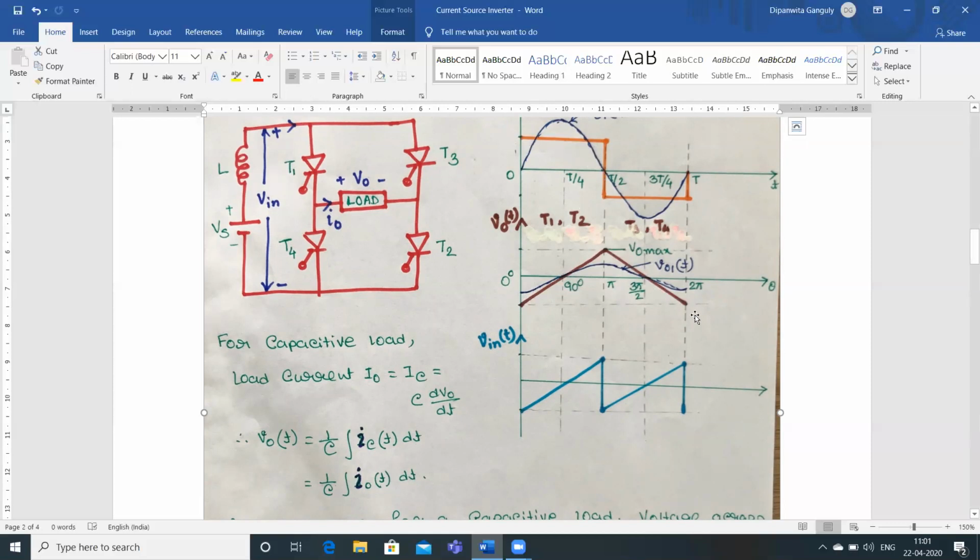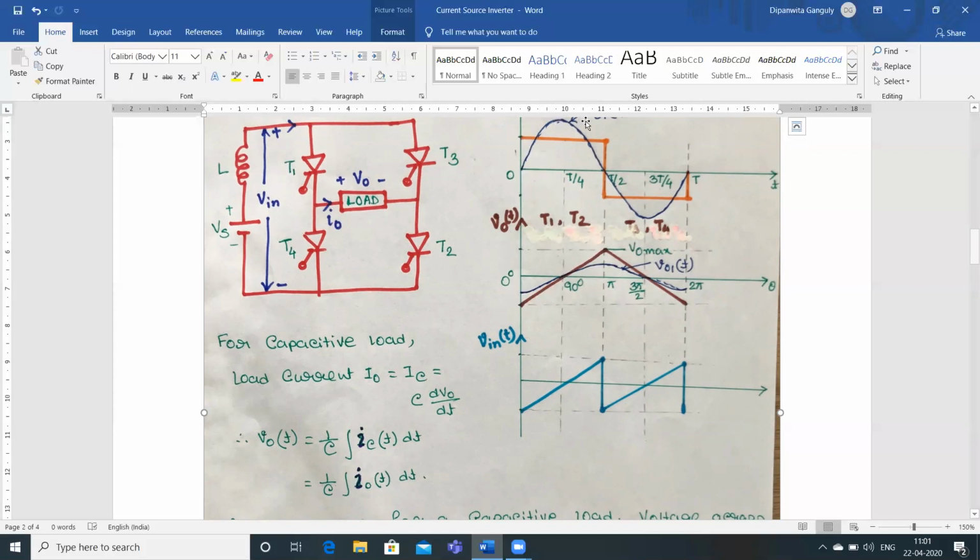The output voltage is a triangular waveform, because we have chosen a pure capacitive load in this circuit. In a pure capacitor, the current leads the voltage by 90 degrees, or the voltage lags behind the current by 90 degrees. So the voltage graph is lagging behind the current graph by 90 degrees. This is the 0 degree or 0 second, and it intersects the x-axis 90 degrees later, so it is lagging behind the current by 90 degrees.